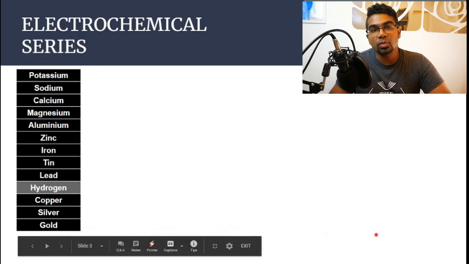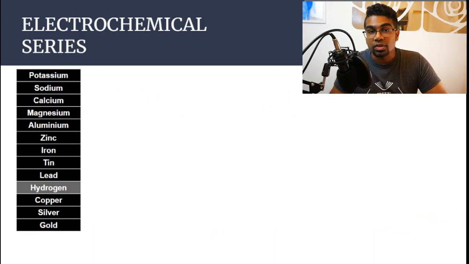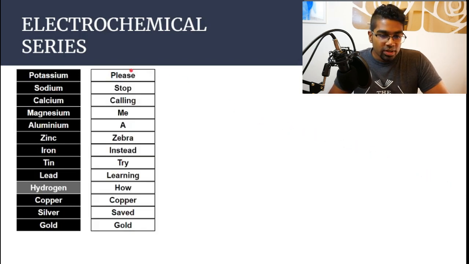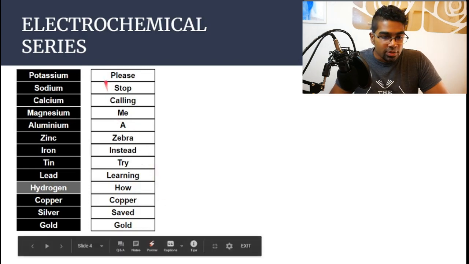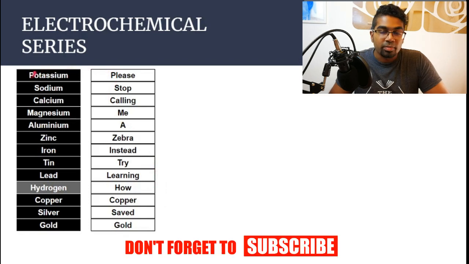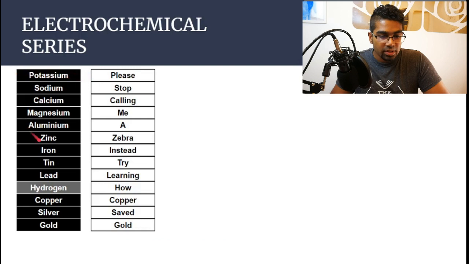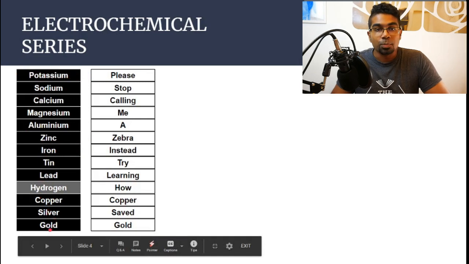Now there is a simple way to remember this. I did not come up with this, but this is how I remember it anyway. Please stop calling me a zebra. Instead, try learning how copper saved gold. So the first letters correspond to the first letter of the metal. So potassium, sodium, calcium, magnesium, aluminium, zinc, iron, tin, lead, hydrogen, copper, silver and gold.